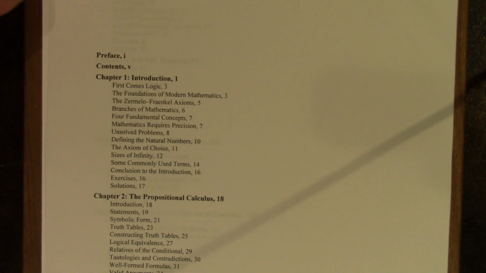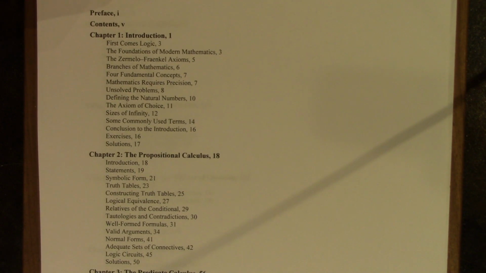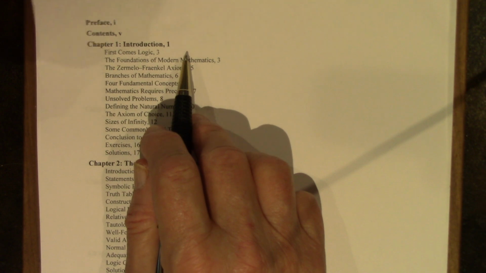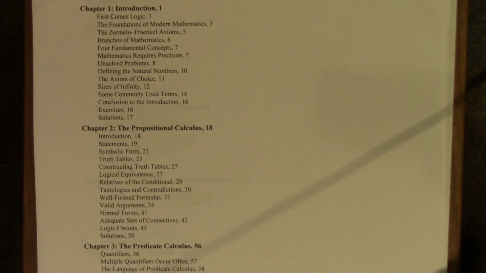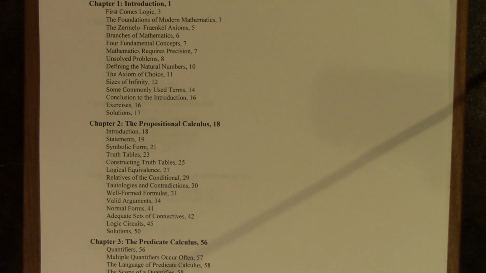Let's take a brief look at the table of contents so you can see basically how the course is organized topic-wise. First chapter, entitled Introduction. Here is where I give you an overview of mathematics in general with an eye towards the foundations of mathematics and how mathematics evolved in the late 19th century into a formal discipline.